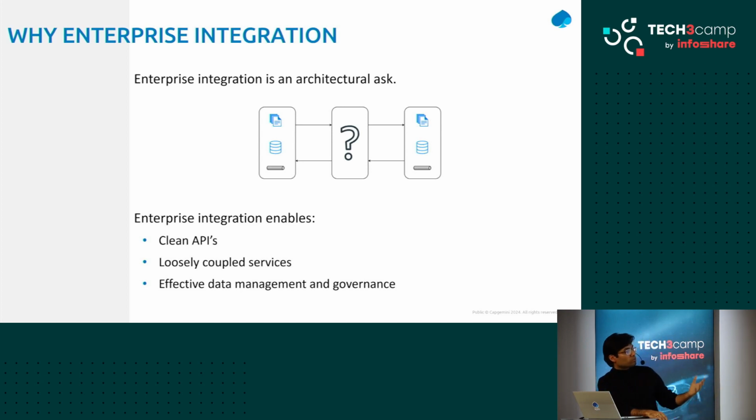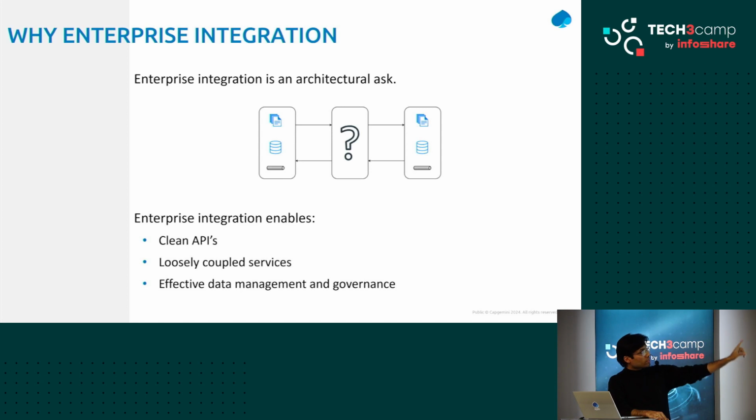Why? Because let's say I have service A and service B. They are trying to communicate with each other. The first and foremost thing that I would be looking forward to is an API, because in the absence of an API, it's simply not possible to access the data on either side of the systems, right? So enterprise integration will help me define clean APIs, which is fundamental, because unless and until I have a clean contract at my disposal, it's not possible to leverage the data that each of these services are holding.